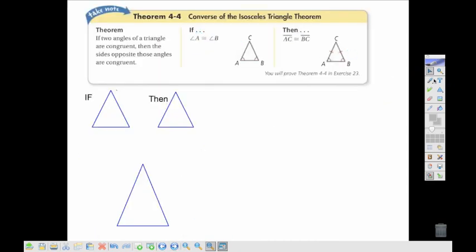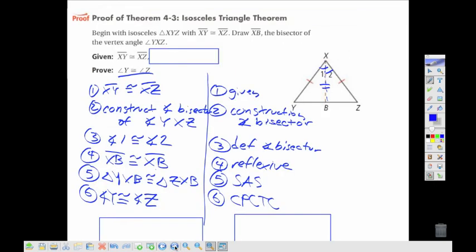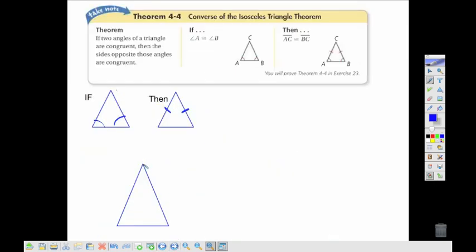Now we can also use the converse of this. We can switch it around. This time we know that if the base angles are congruent, then that's going to tell us something about the sides opposite. The sides opposite them will be congruent. Now to do the proof of this one, it would be very similar to what we did on this one, except that we would start the same way, where we would make an angle bisector.